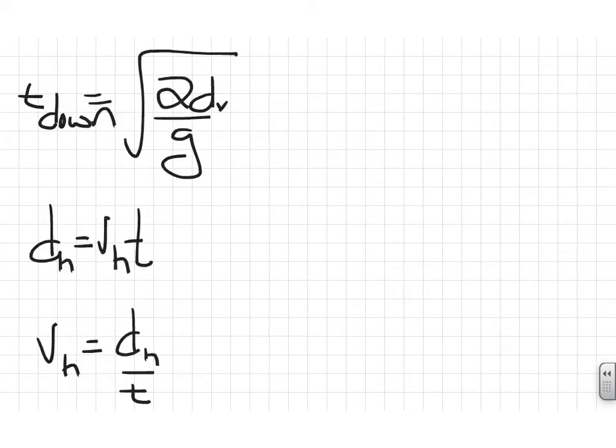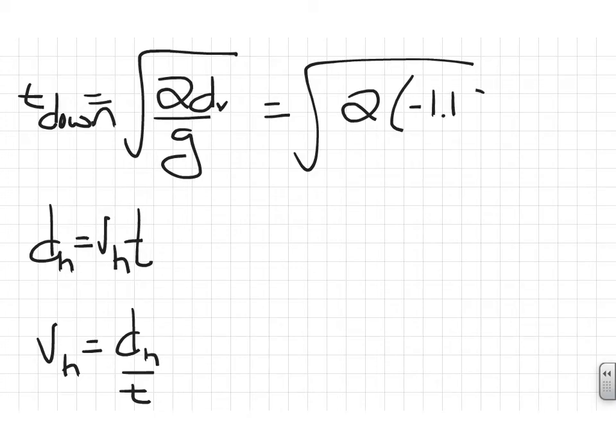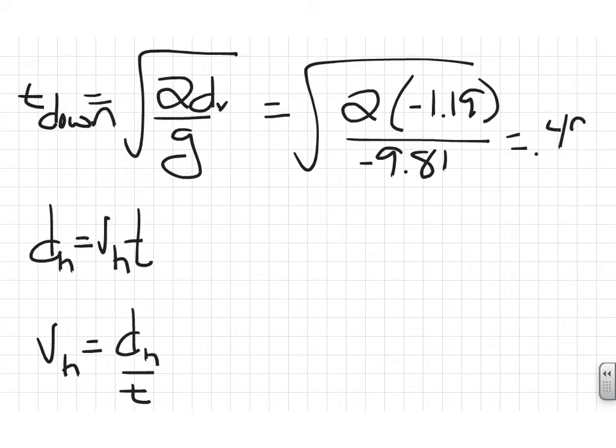So these are the three formulas that we can use. Time down is the square root of 2dV over g. The dH is VH times t. If we arrange that for VH, we get dH over t that we looked at a second ago. For the time down, all we're going to do is take the square root of 2 times the distance it's going to fall, which is the 1.19 meters, over gravity, negative 9.81. And if we do that on the calculator, we get 0.493 seconds. So a little under half a second it's going to take to fall.